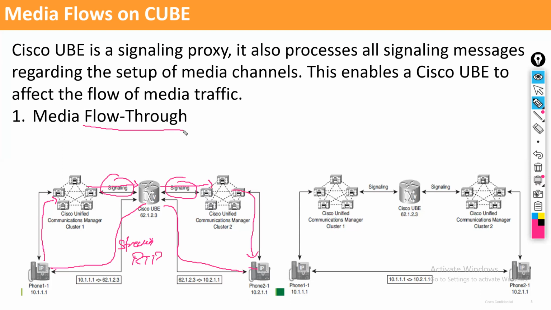Media flow-through. Obviously, signaling has to go via CUBE. There is no doubt about that. But media can go directly also after establishment. If you have any path available, it can go directly. But if the media is still flowing via CUBE, we call it media flow-through. They'll ask this in an interview: what is media flow-through and media flow-around? Okay. Next, we have media flow-around.